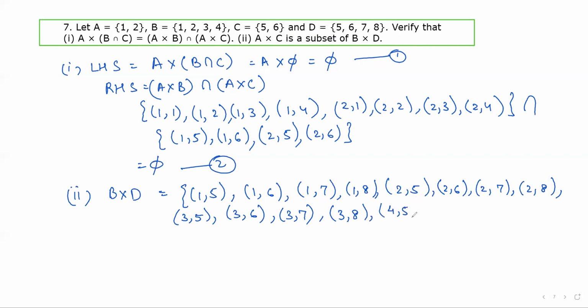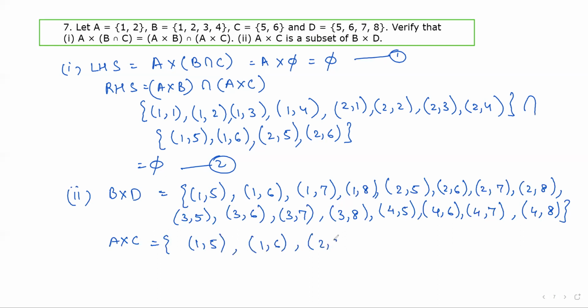(4, 5), (4, 6), (4, 7), (4, 8). A cross C is (1, 5), (1, 6), (2, 5), (2, 6).